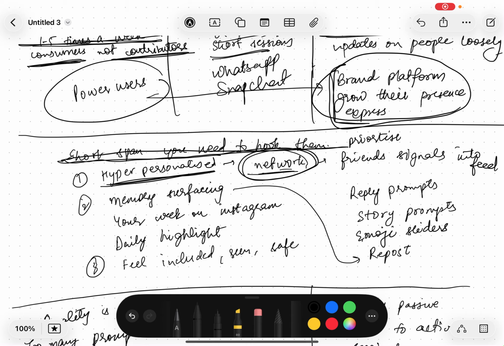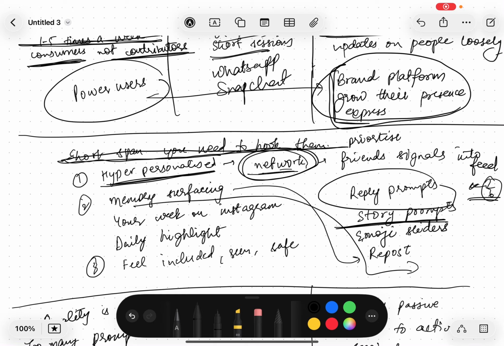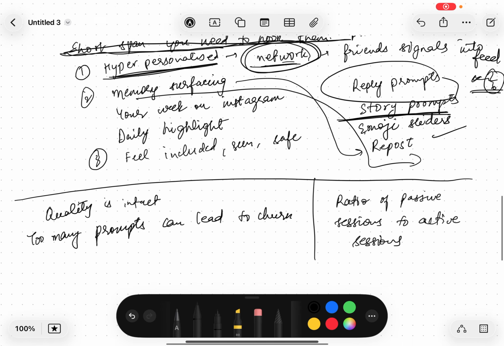Then another thing is, because we want to make them more engaged, we can give them reply prompts, like react with an emoji or something with a question mark, so that they have to do just a one tap click. Or maybe a story prompt, showcasing a memory and asking, do you want to repost? So memory surfacing can be included here. Or maybe some kind of emoji sliders to react to something. So these are a few things.